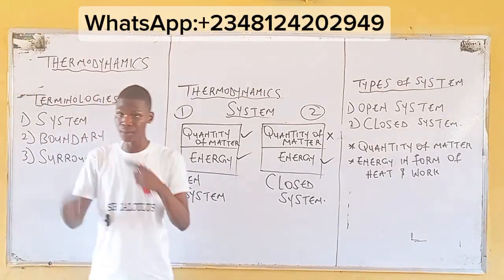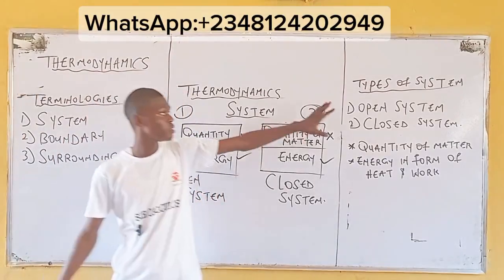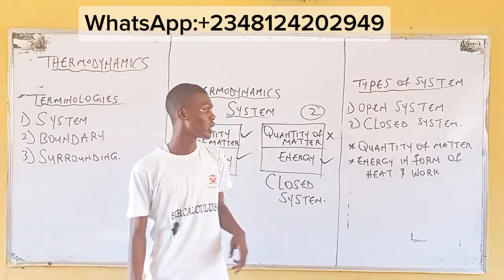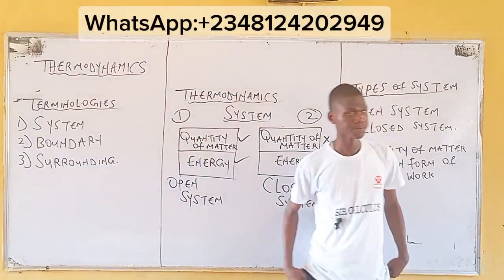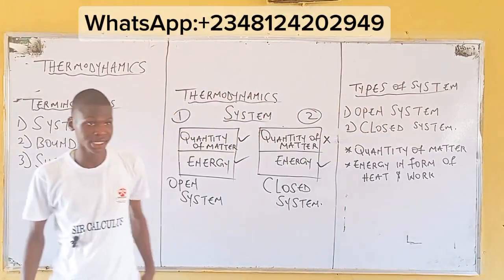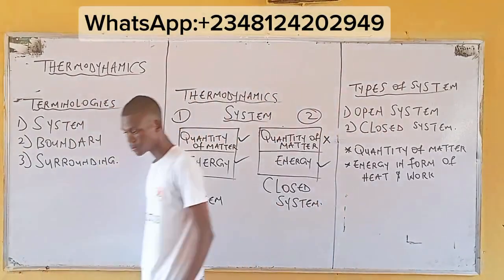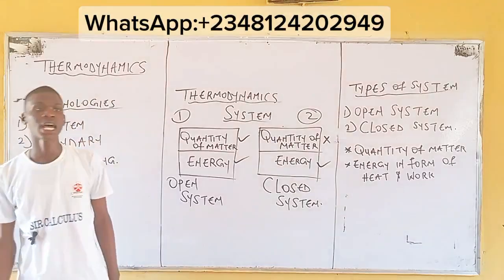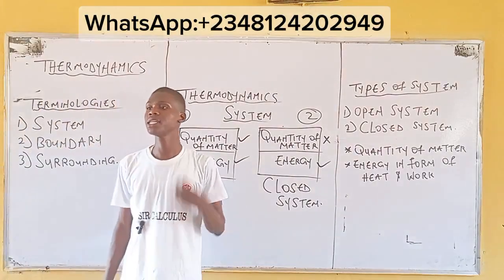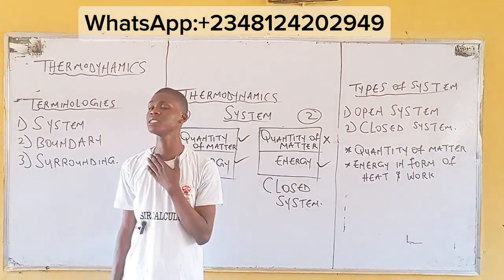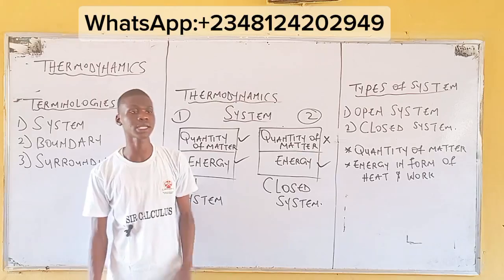Other types of system. These are the basic types of system, open and closed. Now, other types of system. We have adiabatic system and isolated system. For the first one, adiabatic system, meaning the system is thermally insulated. When we say adiabatic, meaning the system is thermally insulated.